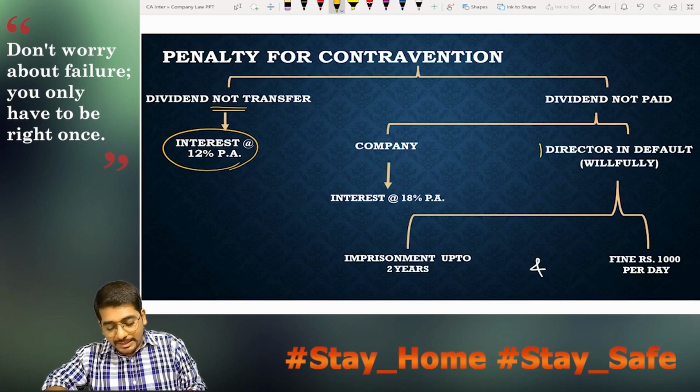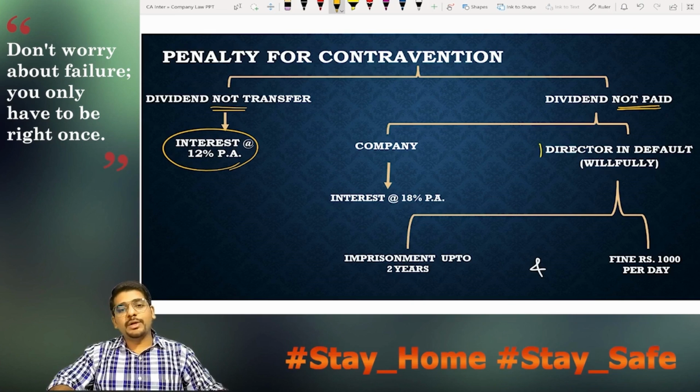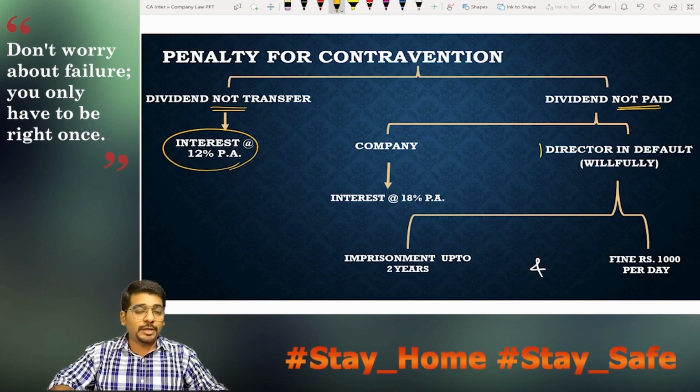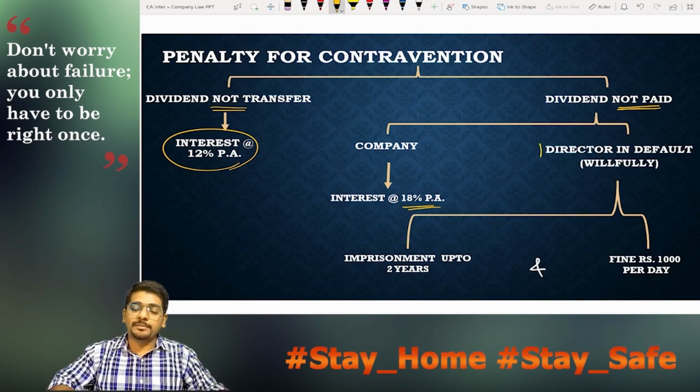And if dividend is declared but not paid, this is an even more heinous crime. This is an even more dangerous crime. They are saying you declared the amount of dividend and then did not make the payment. Then as a company, you will have to make the payment with 18% interest per annum. That is 1.5% per month.